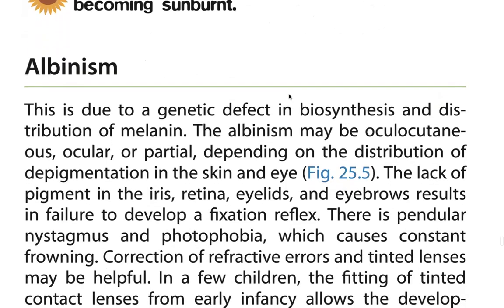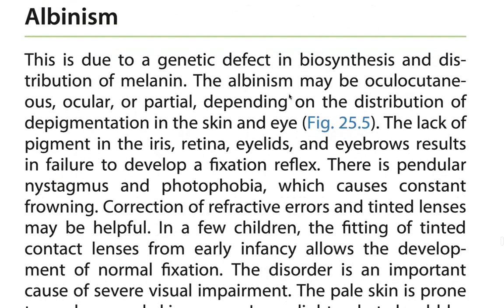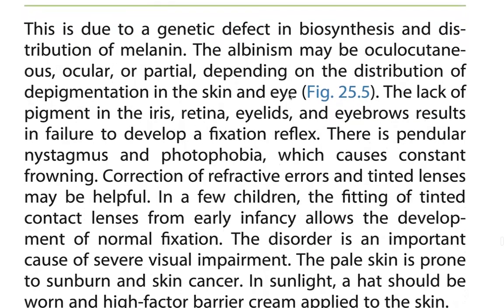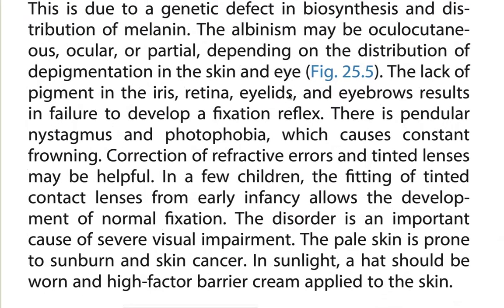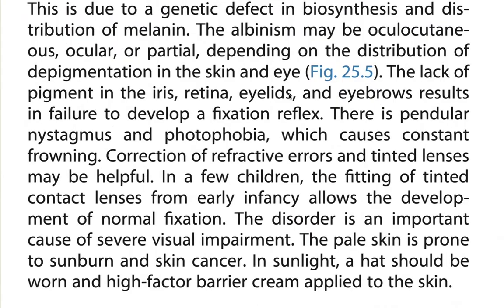Albinism is a genetic defect in biosynthesis and distribution of melanin. The albinism may be oculocutaneous, ocular, or partial, depending on the distribution of depigmentation in the skin and eye. The lack of pigment in the iris, retina, eyelids, and eyebrows results in failure to develop the fixation reflex; this causes pendular nystagmus and photophobia, which causes constant frowning.